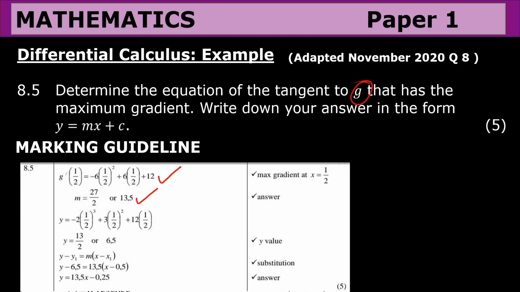Then we have a mark for finding the y value after we've taken that x value of 1/2, so that we can have a point. Then after we have a point and a gradient, we are going to substitute them in, and that is 1 mark. And of course, we are going to have the final mark for our answer right there.